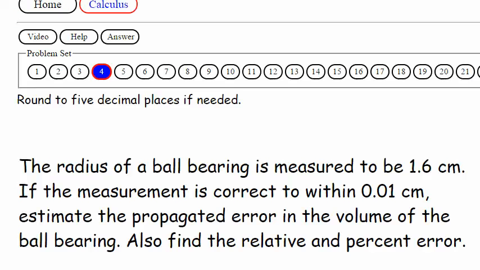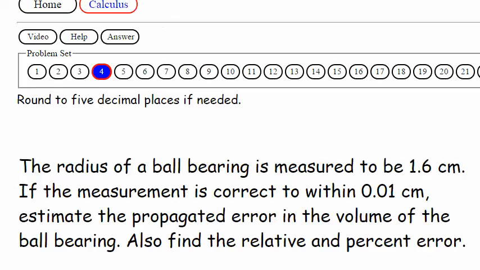What was 1.6? I already forgot. Oh, we measured the ball bearing. That'd be the radius of the ball bearing. So the radius is equal to 1.6, and we'll go ahead and put our centimeters in there.